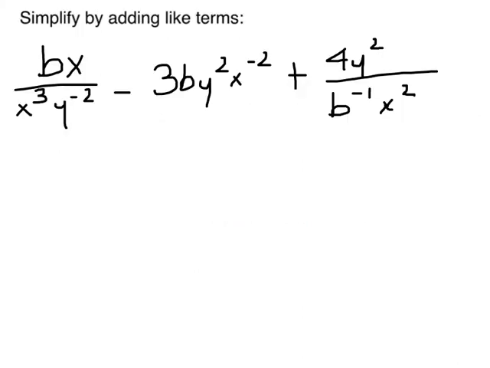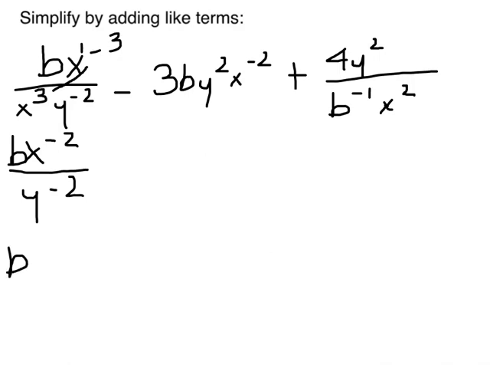Alright, so this says simplify by adding like terms. Now remember, in the other lesson, a day or two ago, I told you that it's going to be important that you know how to manipulate and maneuver those exponents around, because now you're going to have to start doing that to see if some things are indeed like terms. All right, so if I move this x to the third up, it's going to become negative 3. So 1 minus 3, I'm going to have bx to the negative second over y to the negative second.